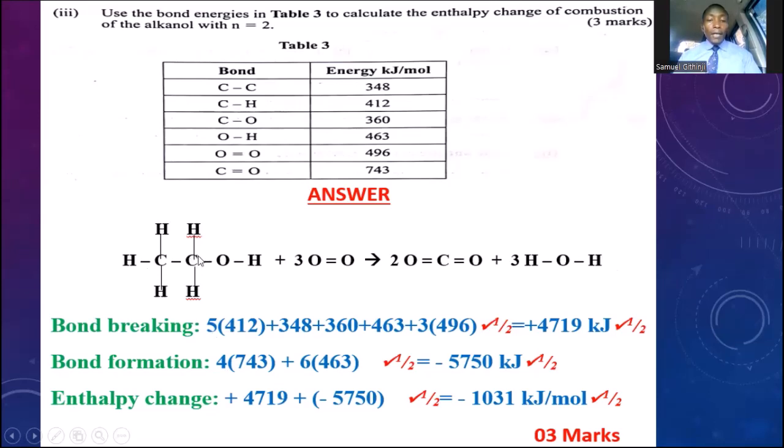5 carbon-hydrogen bonds times 412. Then plus 1 carbon-oxygen bond, you can see it there. Then 1 oxygen-hydrogen bond, you can see there, 360. Yeah, 360 I think is for carbon-oxygen. The one for 348, yes, for carbon-carbon. Yeah, of course we have this one. Then we have 463, the O-H. Okay, all I've done here, my student, is to have all these bonds.